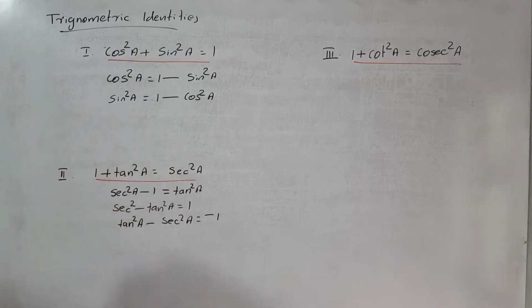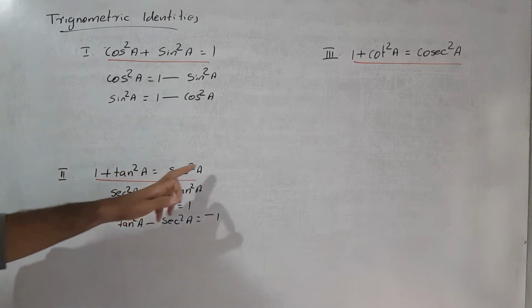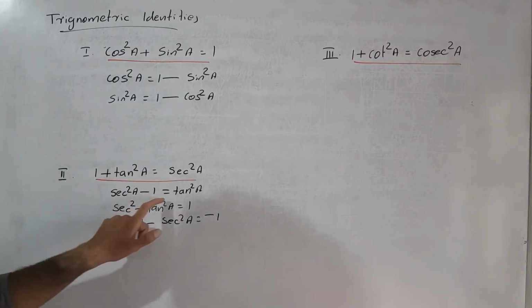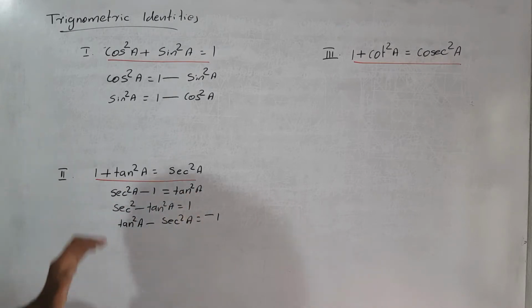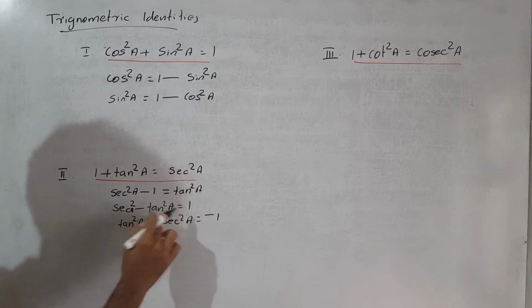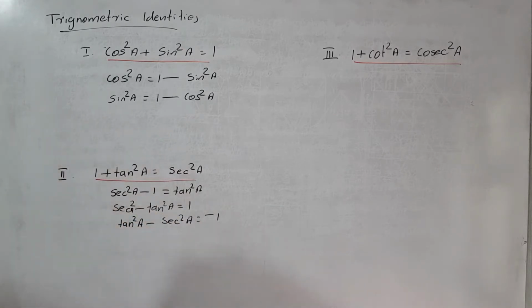From the second identity, 1 plus tan square A is equal to sec square A, we get the results: sec square A minus 1 is equal to tan square A, sec square A minus tan square A is equal to 1, and tan square A minus sec square A is equal to minus 1.